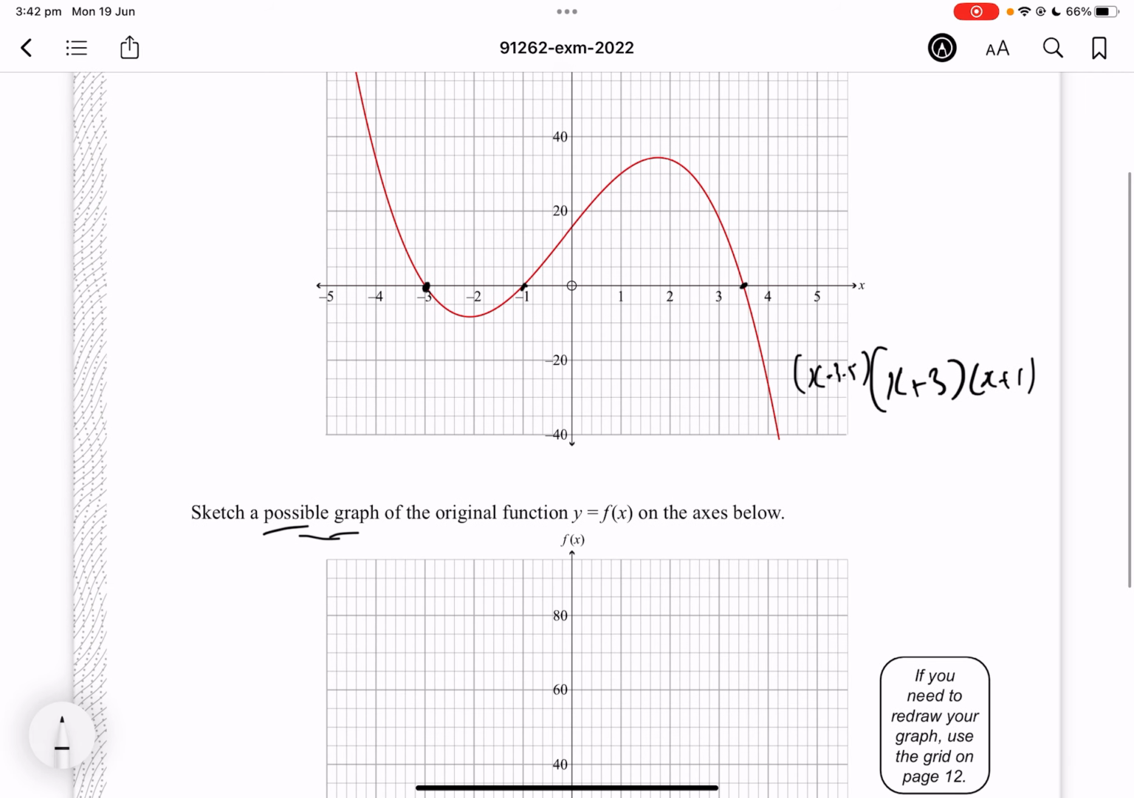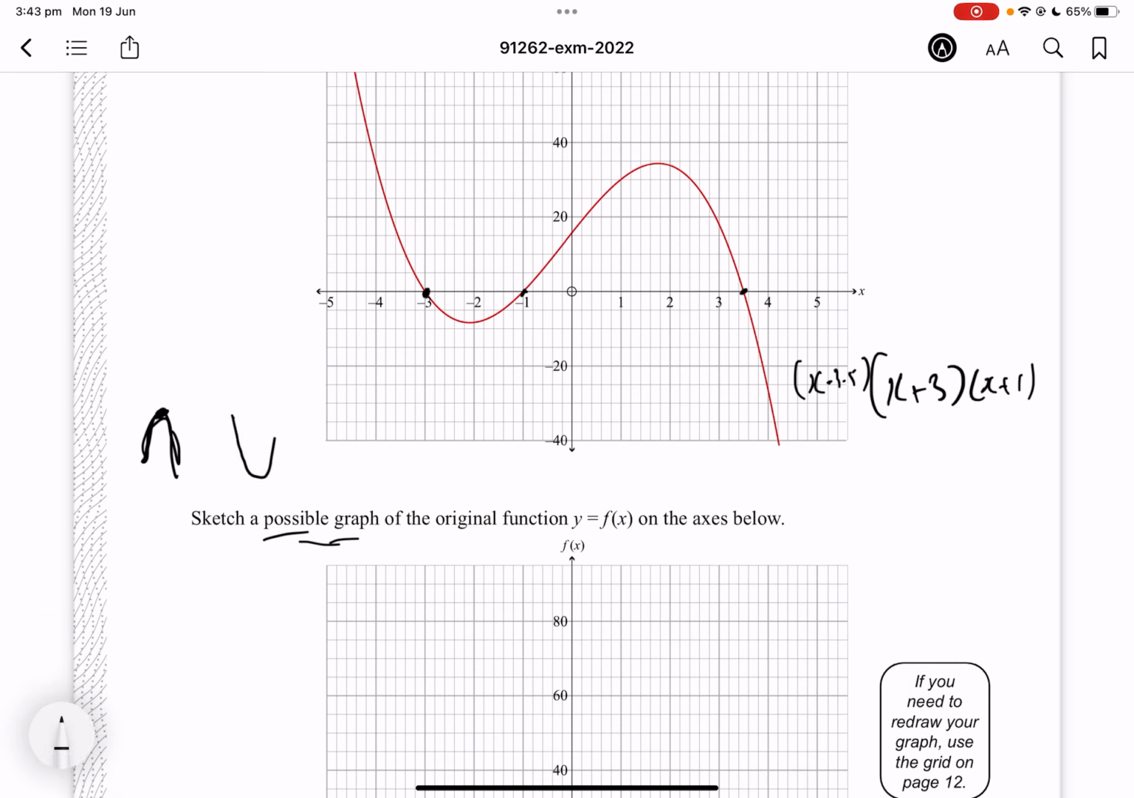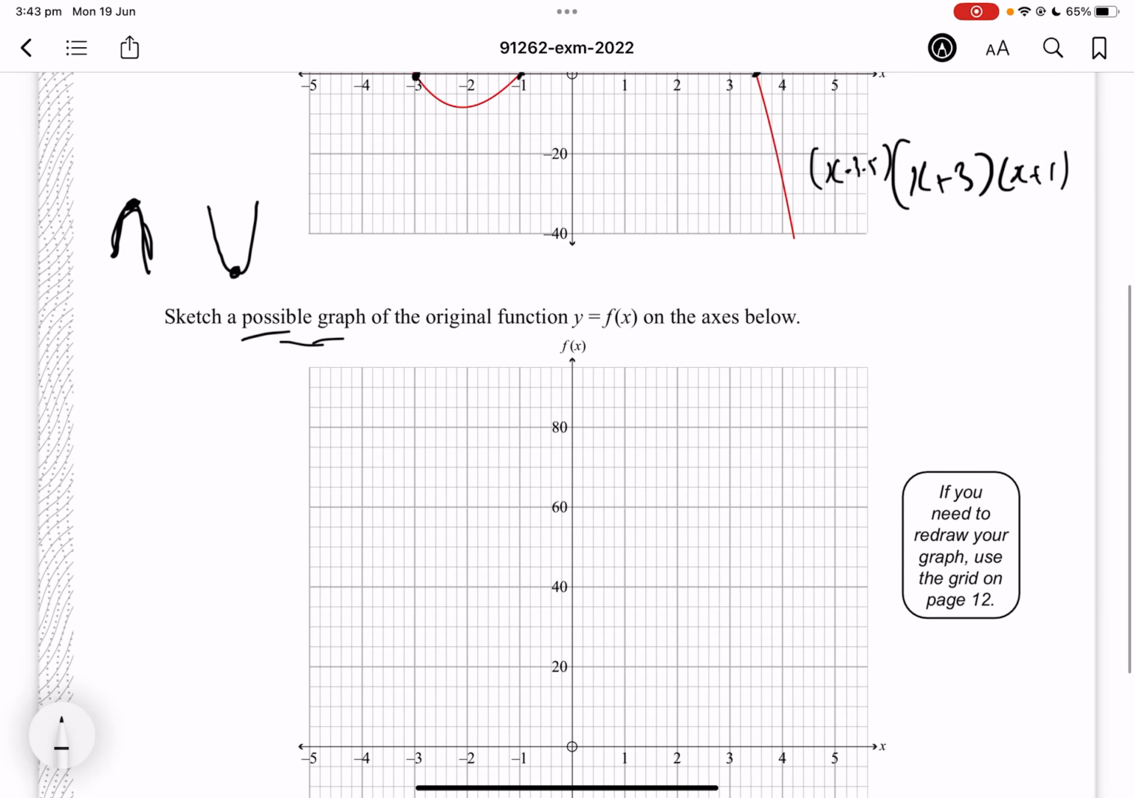So for this question, we want to start off by noting down all of the intercepts. So we have -3, -1, and 3.5. At all of these points, the gradient equals 0. In other words, all of these points are going to be turning points. So we're looking at either a maximum, which might look something like this, or, if you're looking at it the other way, a minimum, something like that. So just noting down -3, -1, and 3.5.